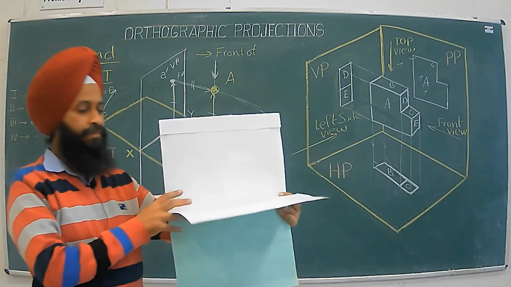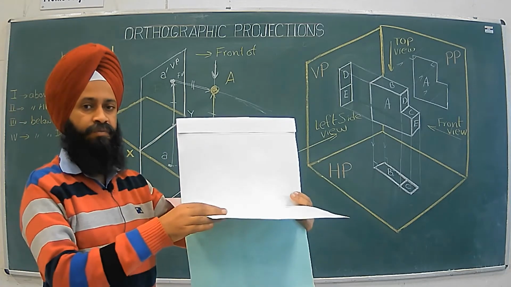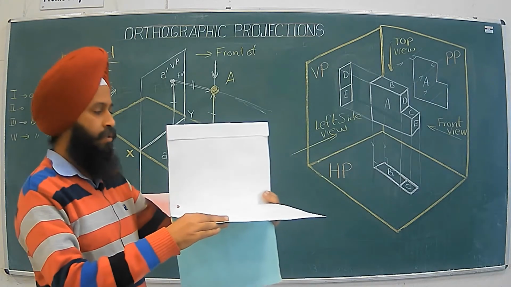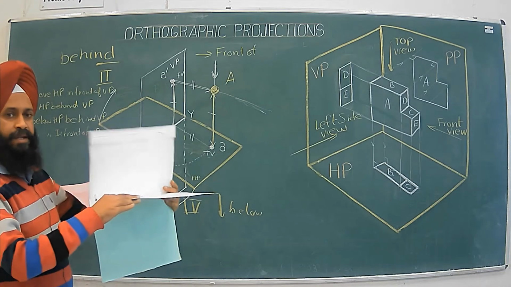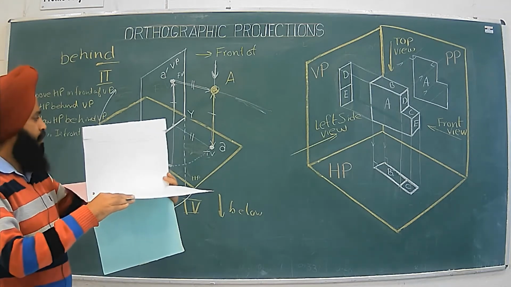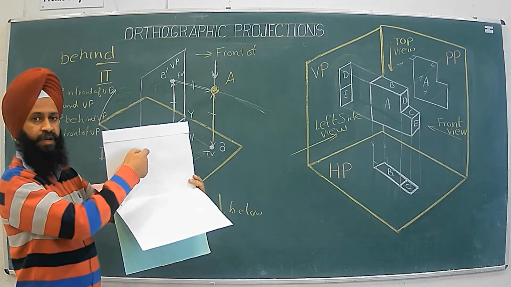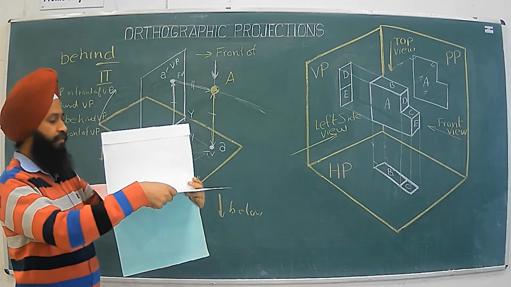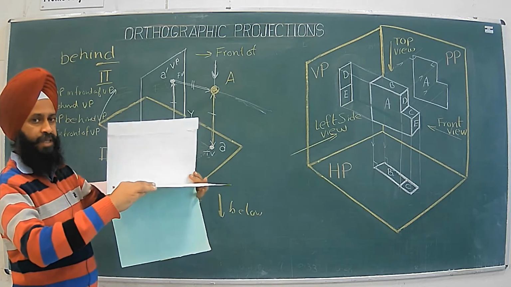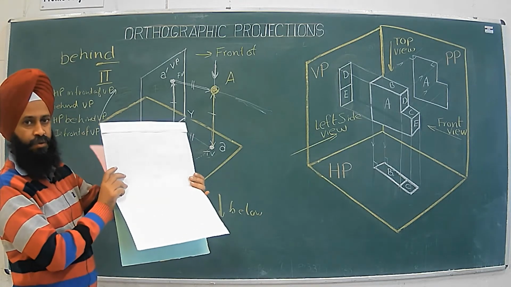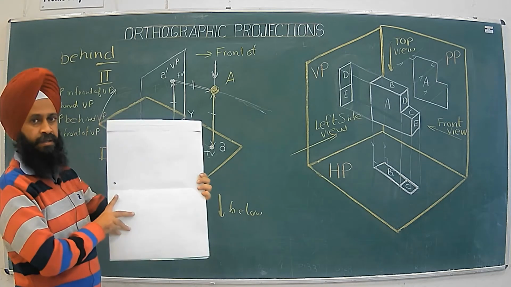So students, here we have representation of our planes, horizontal plane and vertical plane. So we can see this is our horizontal plane and this is our vertical plane. On the vertical plane we have front view, on horizontal plane we have top view, and when we rotate the horizontal plane, this first angle opens and this closes and we get like this.